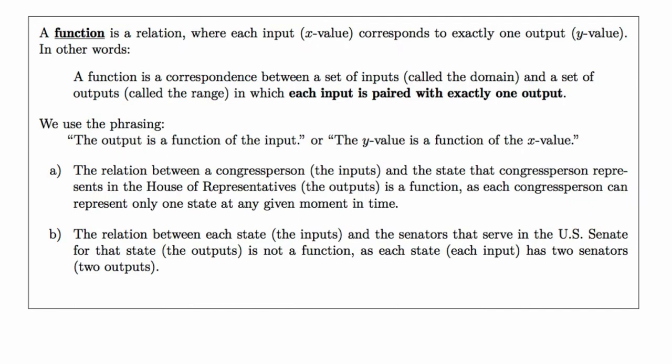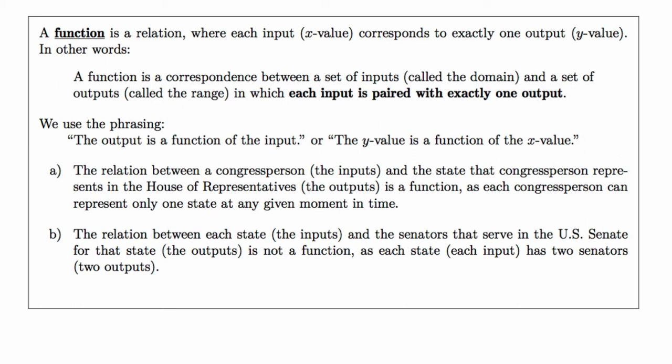A function, on the other hand, is a special type of relation. A function is a relation where each input, or x value, corresponds to exactly one output, or y value. In other words, a function is a correspondence between a set of inputs, called the domain, and a set of outputs, called the range, in which each input is paired with exactly one output. We can use the phrasing, the output is a function of the input, or we'll say, the y value is a function of the x value.